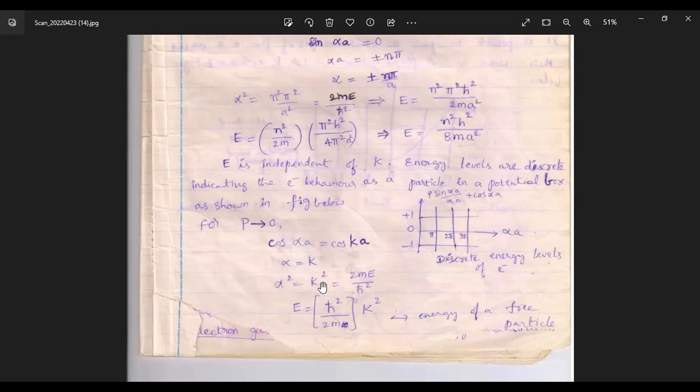Alpha square is equal to K square. Alpha square is 2mE by h bar square. Then E is equal to h bar square by 2m into K square. This is actually the energy of a free particle.